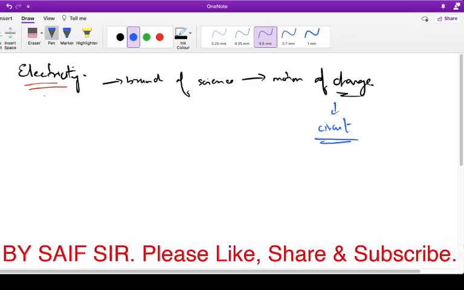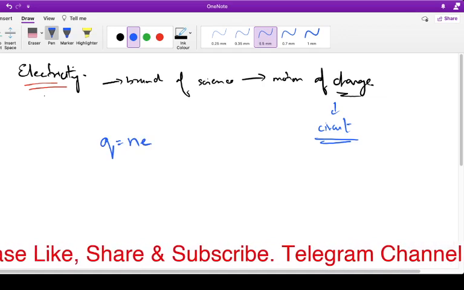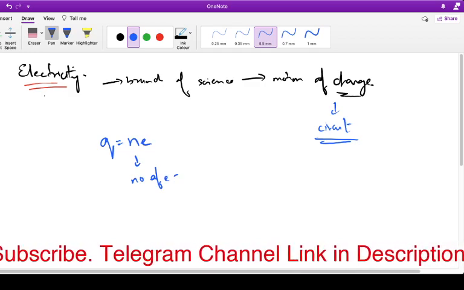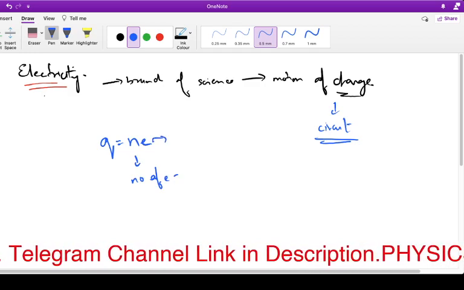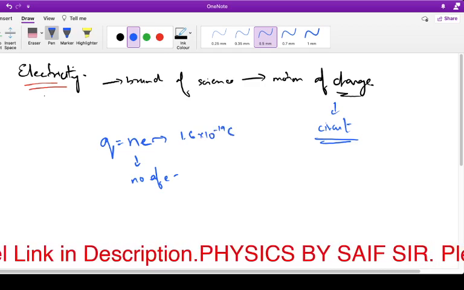Now we'll see the formula. The formula for the charge is given as Q = Ne, where N is the number of electrons and e is the value of the charge of an electron, which is 1.6 × 10^-19 coulomb.